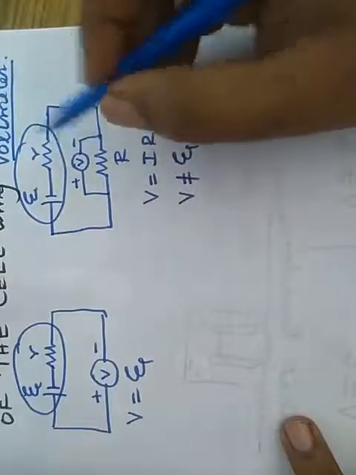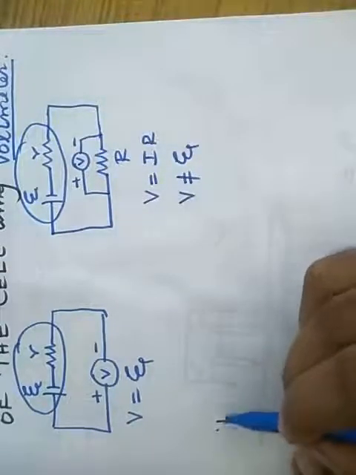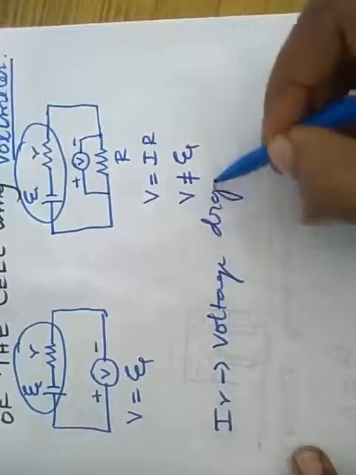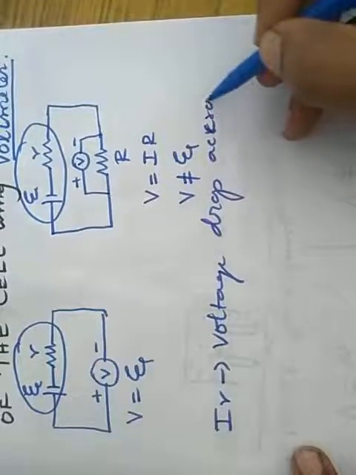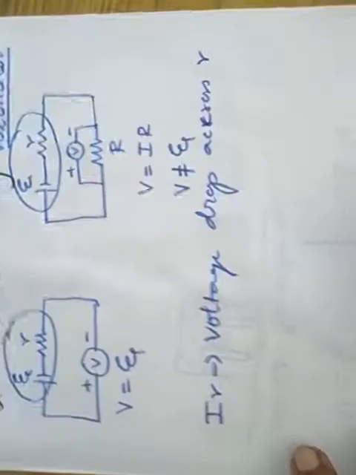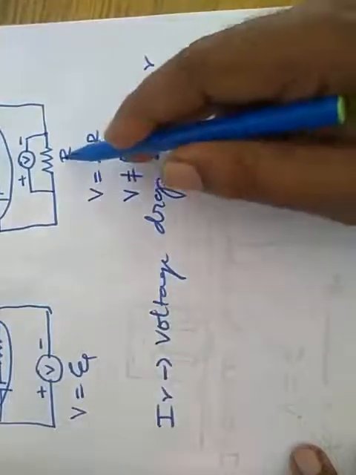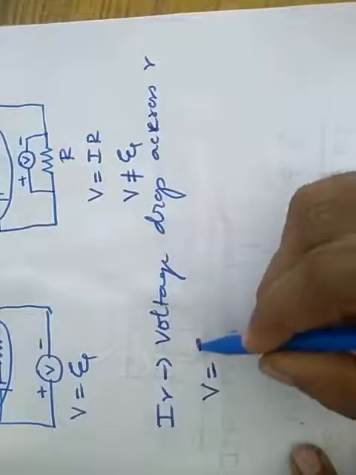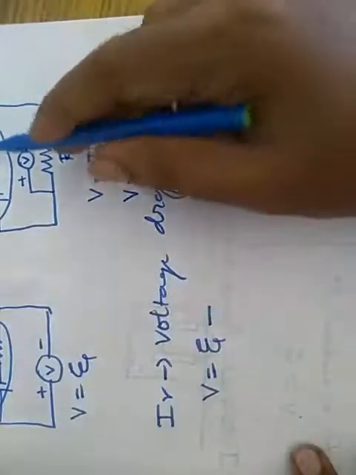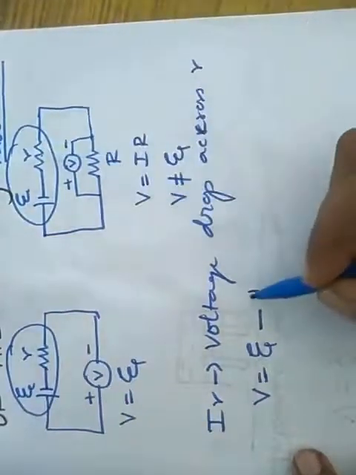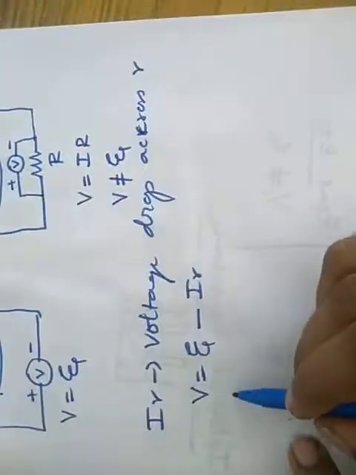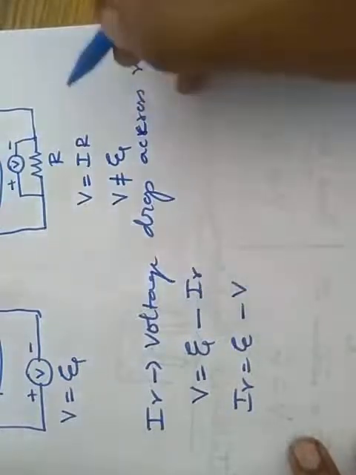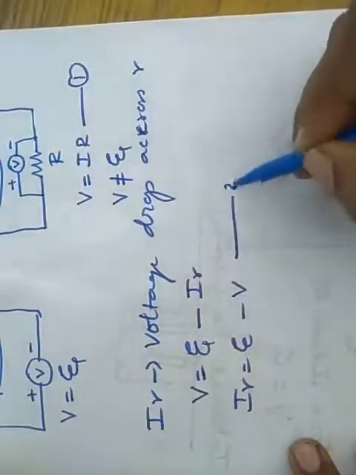That voltage drop across the internal resistance is Ir, the voltage drop across the internal resistance r. Then the voltage drop across the external resistance can be written as V equals psi minus Ir. Rearranging it, Ir equals psi minus V. Consider IR equals V as equation 1, and this one as equation 2.